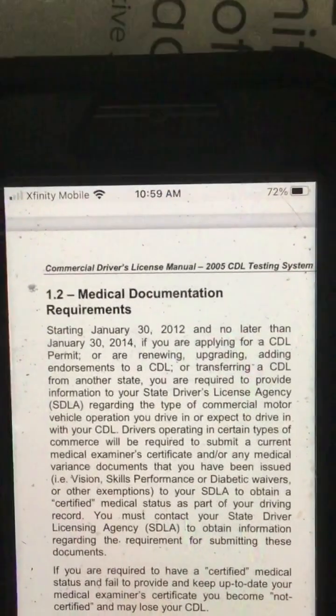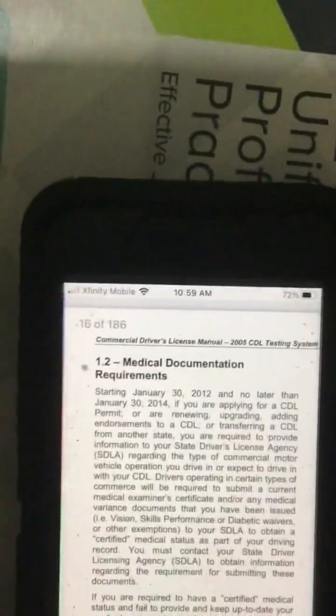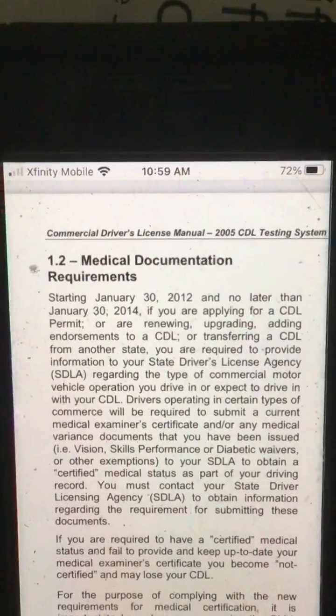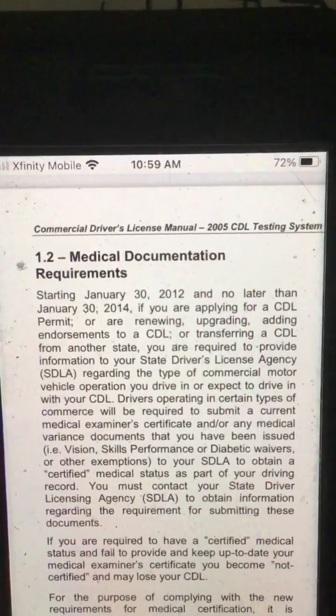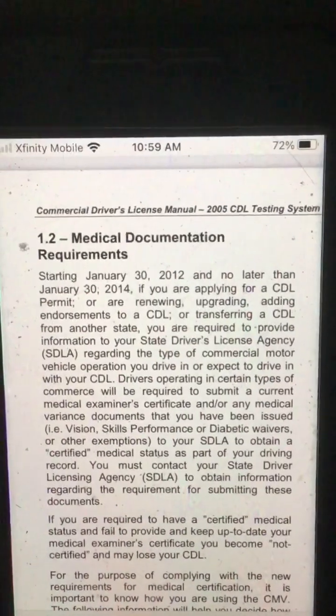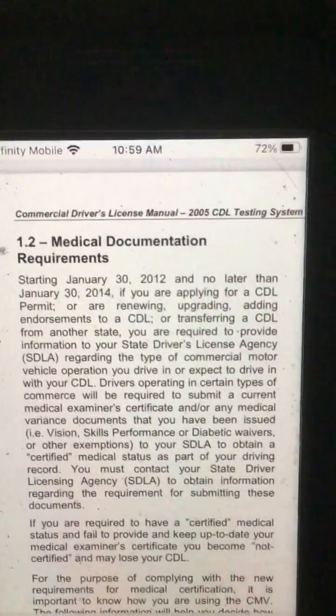Commercial Driver's License Manual from the DMV, page 16. 1.2 Medical Documentation Requirements. Starting January 30th of 2012 and no later than January 30th of 2014.